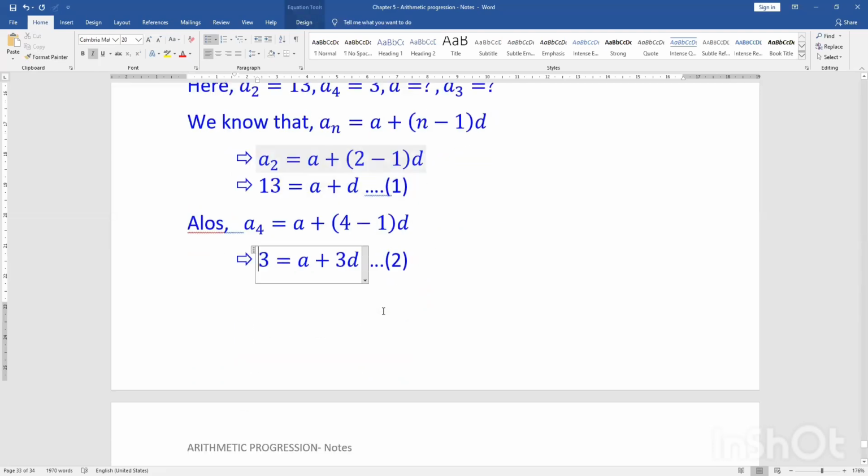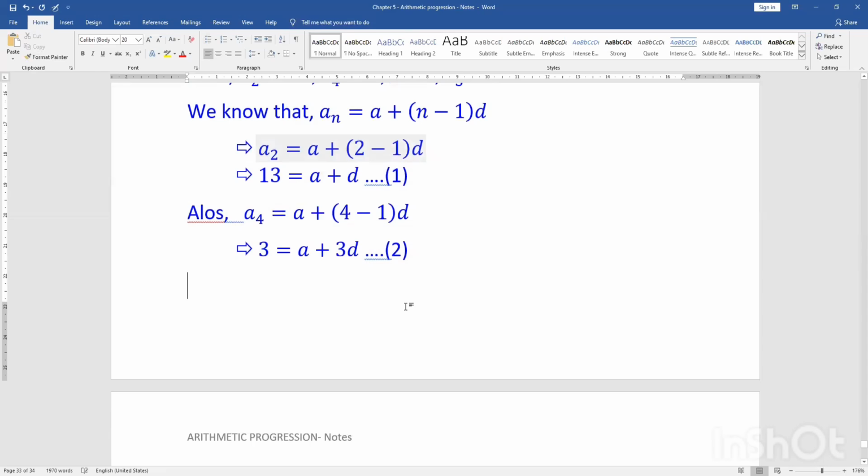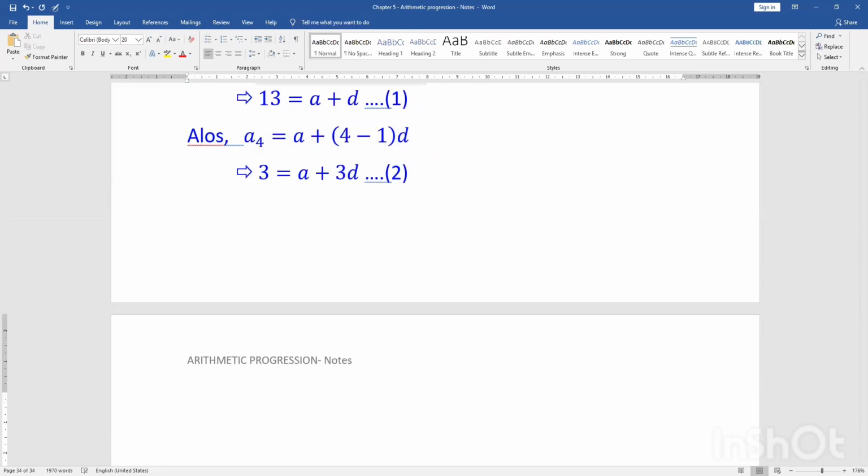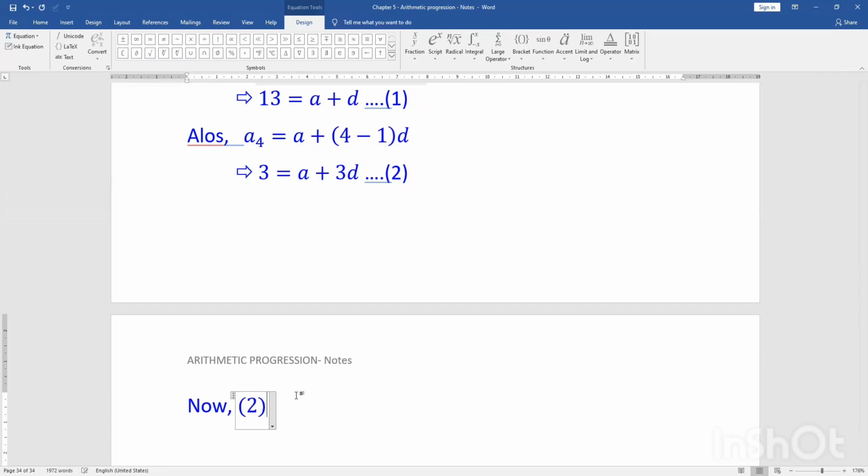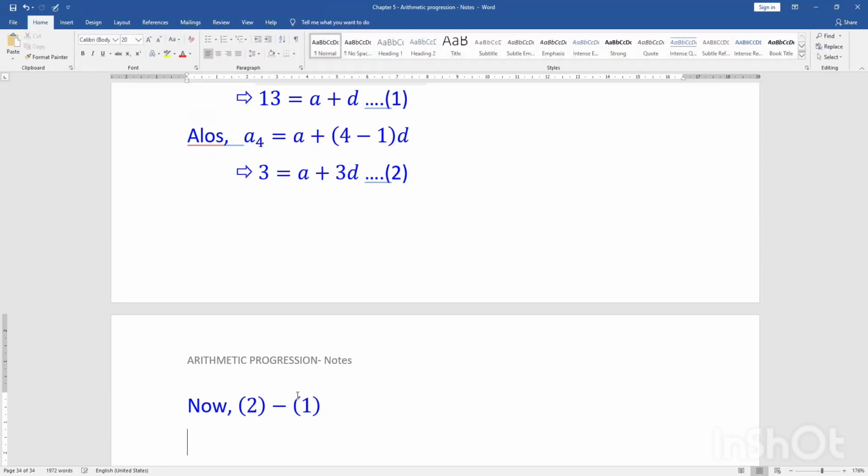Next one. Now what I do is I'm going to write equation 2 minus equation 1. When you do 2 minus 1, see what happens.